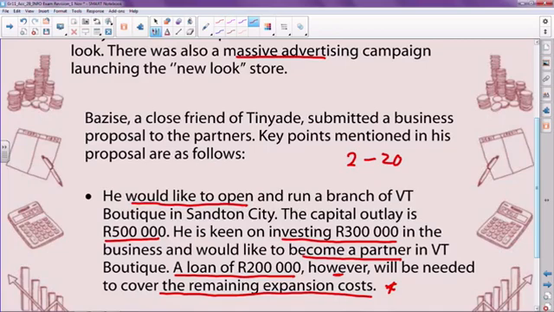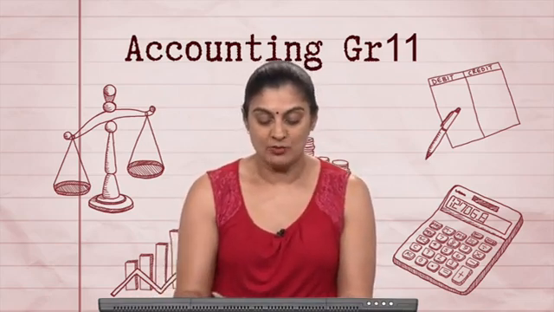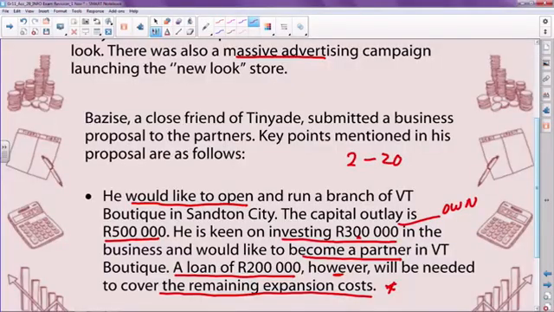Let's just quickly sum this up. You've got this third person, a friend of one of the partners. He wants to open up a new store in Sandton and the capital required is 500,000. He does have 300,000 to invest, so that would be own capital. However, he wants the business to take out a loan of 200,000 to cover the remaining cost for this expansion. So that's the business proposal.